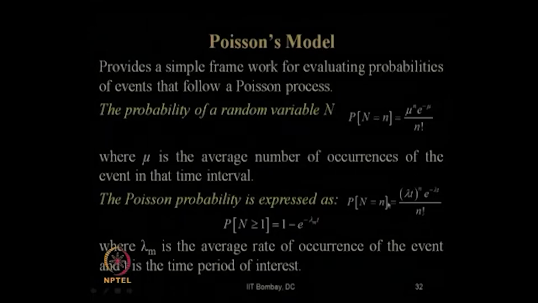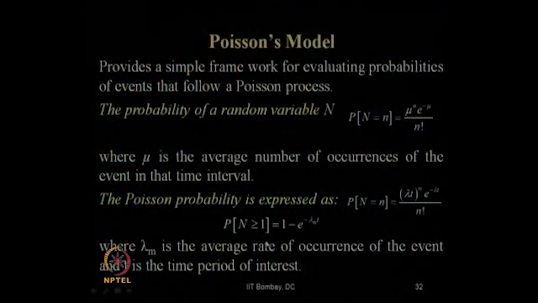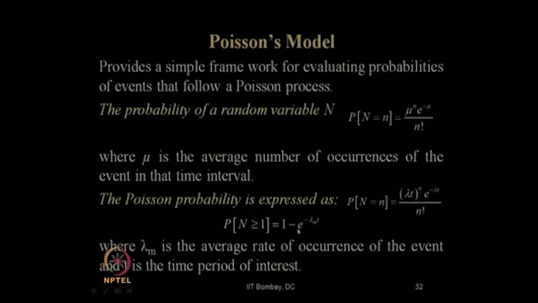The same expression you can use for, suppose, what is the probability of occurrence of a particular event? What is the particular event? It can be, say, occurrence of a magnitude of more than, say, 7.5. So, any event with n greater than or equal to 1 means that the event will occur a minimum of once or more. That will be computed as 1 minus e to the power minus lambda t, or lambda m t.